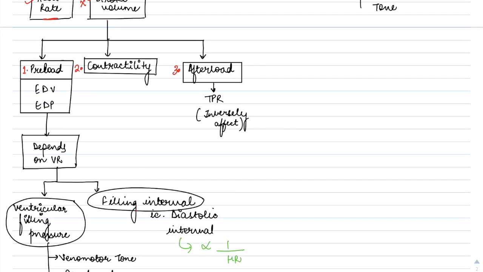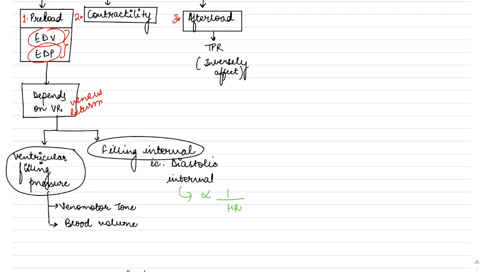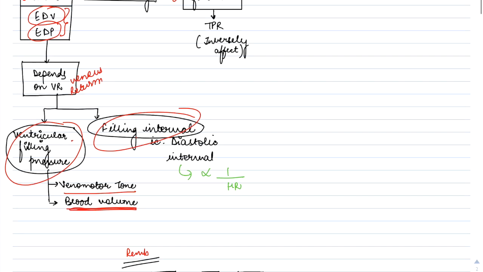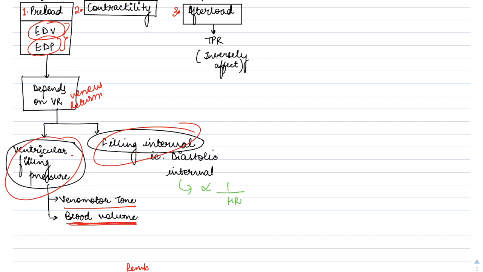The preload is dependent on the end diastolic volume and the pressure of the ventricle, and it will further depend on the venous return. Okay, the venous return is a factor that is affected by the ventricular filling pressure and the filling interval. The ventricular filling pressure is further dependent on the venomotor tone and the blood volume. I'll just explain everything a little more.